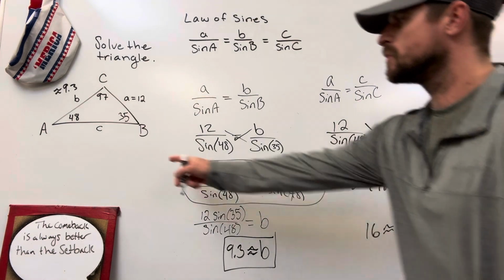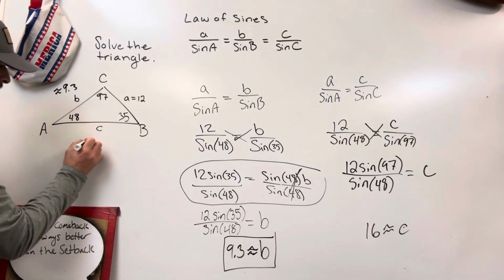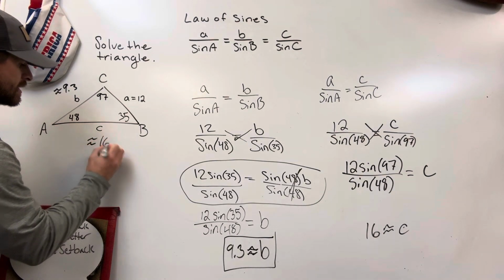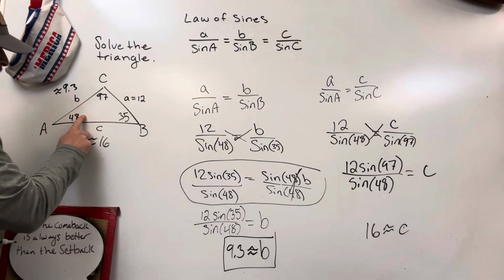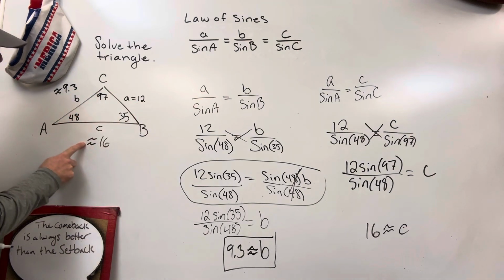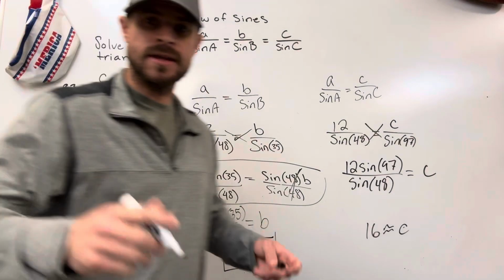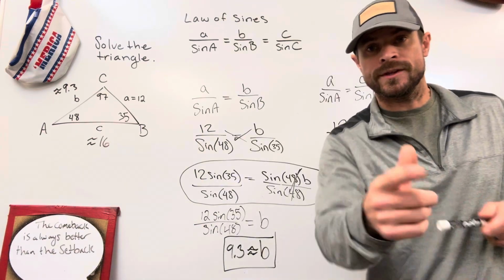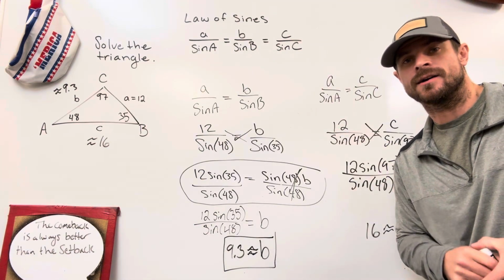So now what we can do is go over to this side and say that this is approximately 16 units. And now we have a triangle with 1, 2, 3 angles given and 1, 2, 3 sides given. You know everything you need to know about that triangle. Hopefully this makes sense. Study hard and good luck on your upcoming test.